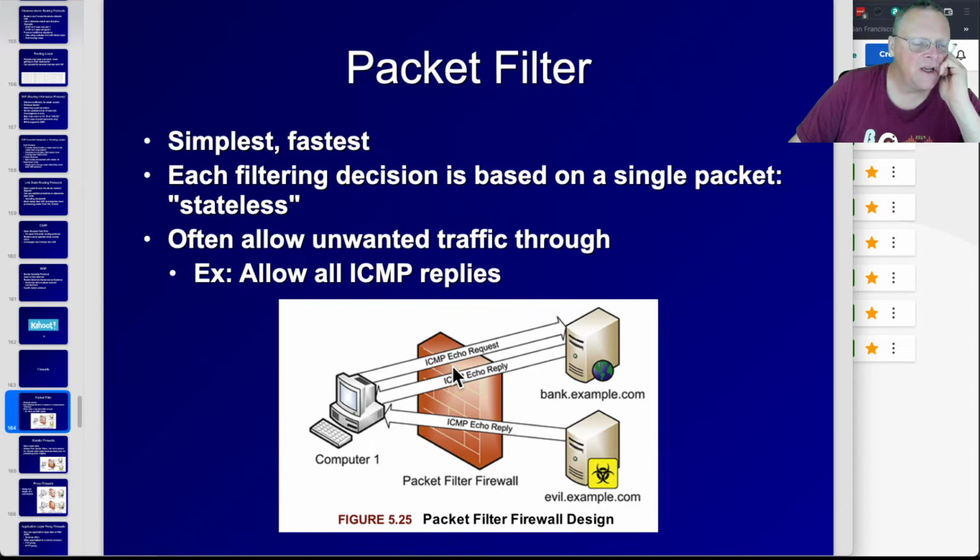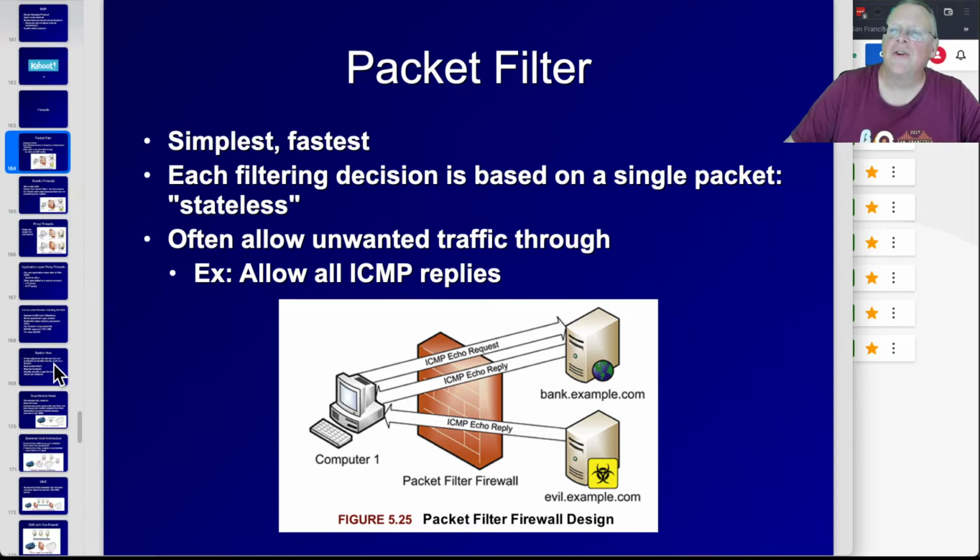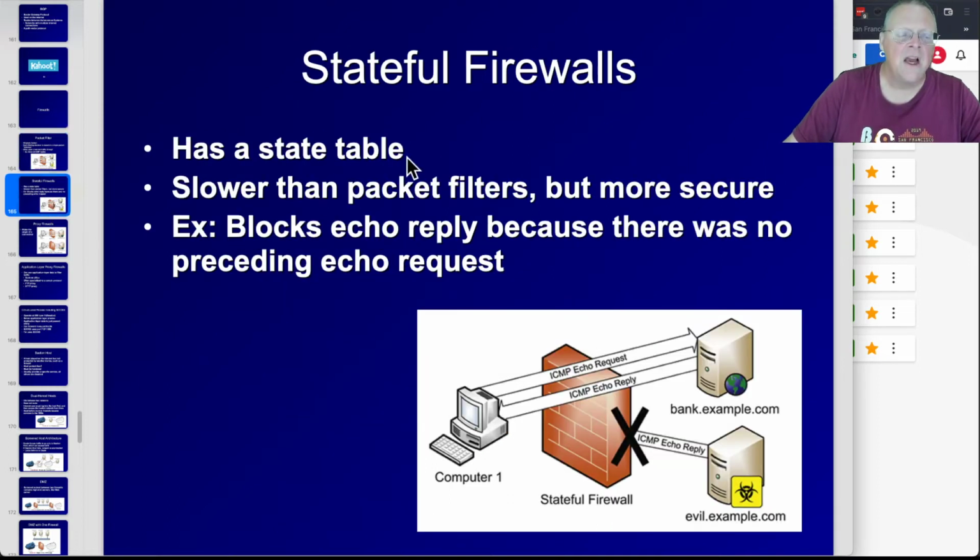So for example, here you'd allow all the ICMP replies to go out because you don't have the intelligence to know whether the ICMP reply is part of an established stream of traffic. So the better one, which is what you have on a modern Windows machine, is a stateful firewall, where it has not only the header information in the packets, but it has a state table so it knows if there is an established connection. And so here, it will block an echo reply if there was not a preceding echo request to create the situation where you'd expect it to come through, and the same thing with TCP.